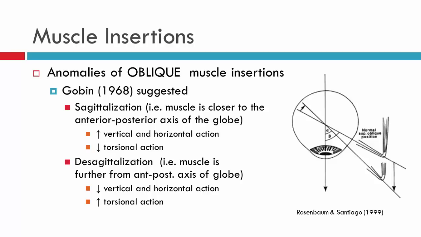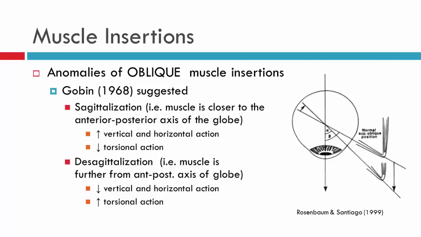Sagittalization is when the muscle is closer to the anterior-posterior axis of the globe versus desagittalization, which is when it's further away. And what we expect with sagittalization is that we're going to see an increase in the vertical and horizontal action and a decrease in the torsional action. And when we have desagittalization, we'll see the opposite. And what we're interested in here in relation to AV pattern is what happens to that horizontal action. If we have an increase in the horizontal action of the superior oblique because of the angle at which it now inserts into the globe, we can expect that because it's an abductor, it'll increase in its abduction effect.